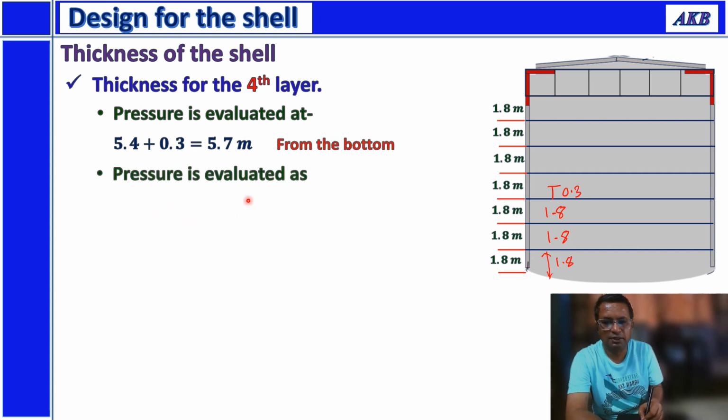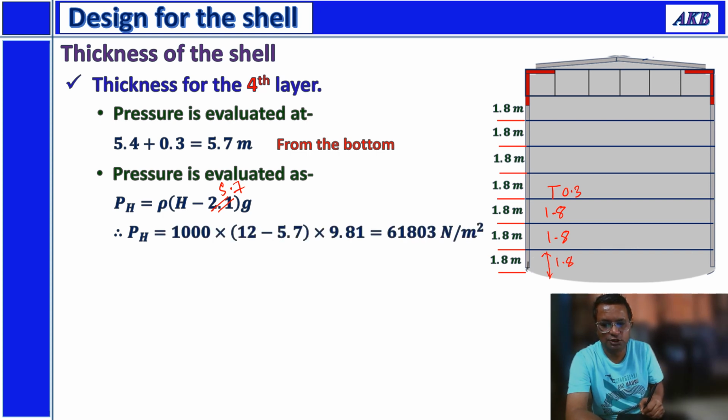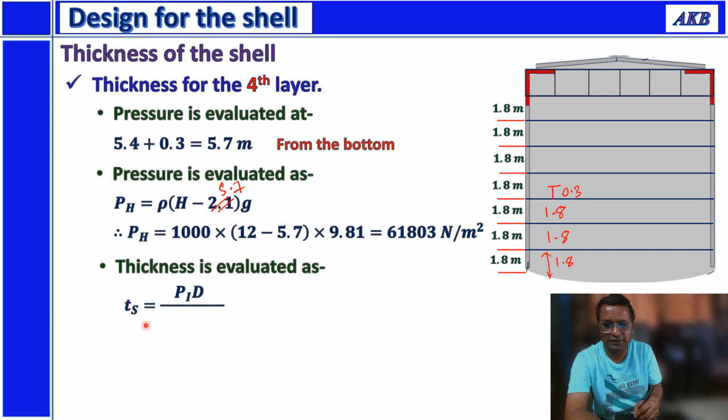Now pressure will be evaluated as pH is equal to rho into (H minus 5.7) into g, that is pH is equal to 1000 into (12 minus 5.7) into 9.81, that comes out to be 61,803 Newton per meter square. Once pH is known, that is nothing but internal load, you can calculate thickness. You have the formula Pi di upon 2 fj by ns Pi. All values are known to us.